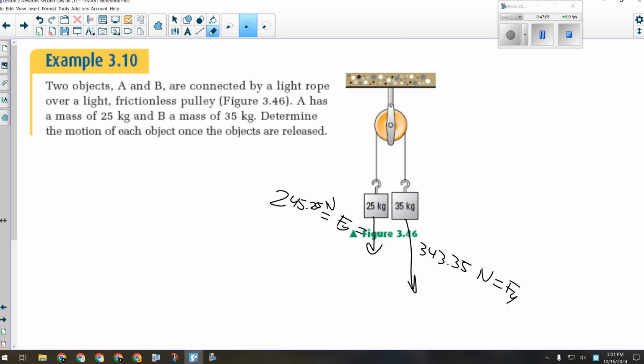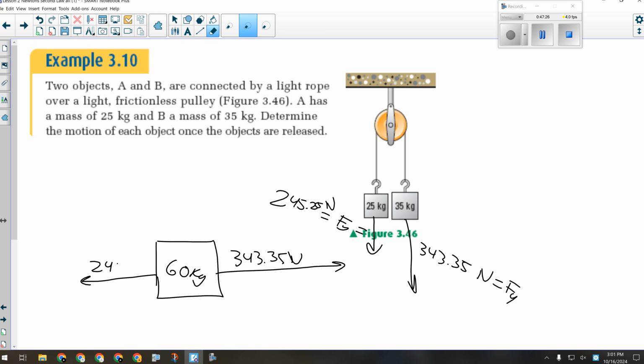I'm talking about the system. It wants to know the acceleration of the system. So I treat it like one mass. A 60 kilogram mass, the mass of the system, being pulled one direction by 343.35 newtons and resisted in the other direction by 245.25 newtons. Those are the only two forces, so naturally I would want to calculate the vector sum of those two forces. Would you agree? So I just subtract the two, right?